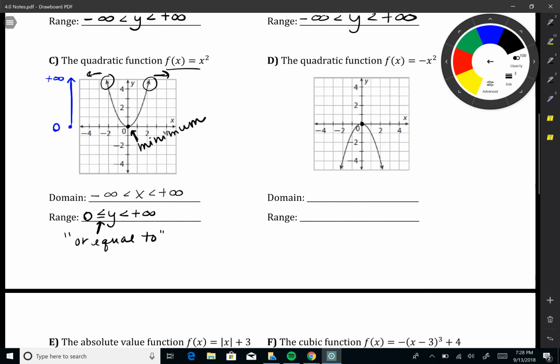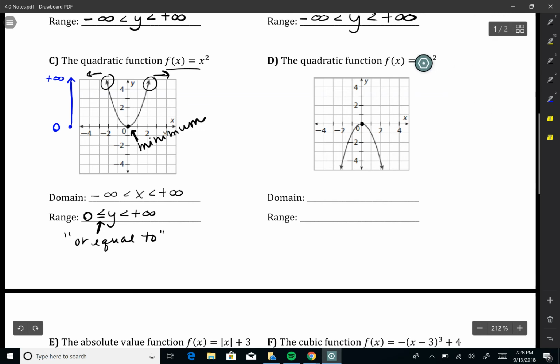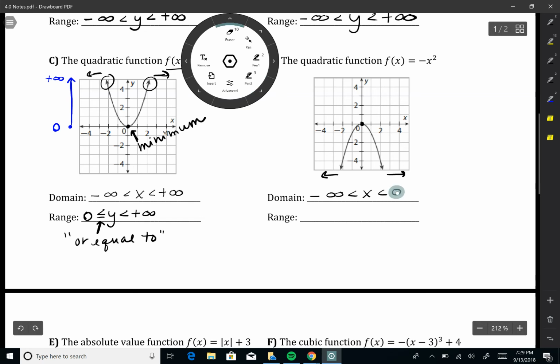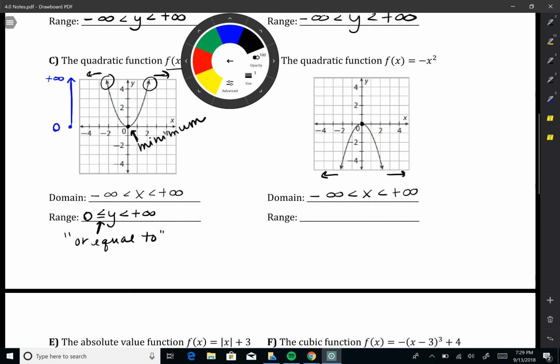So when we look at D, we see that we have reflected this parabola downward. So it does affect our range because now I'm in negative y territory, but it does not affect my domain because I'm still going to keep getting wider and wider. So my domain is the same as my previous 3 examples, actually. So negative infinity is less than x, which is less than positive infinity. But my range, that's where we differ.